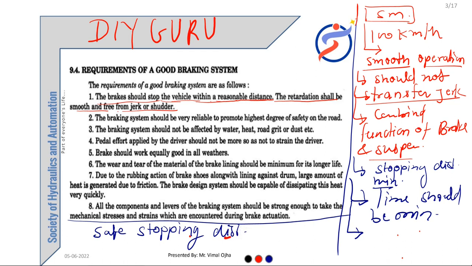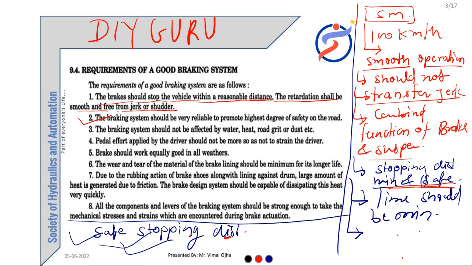That means after application of brake, there should not be any kind of unbalancing of the vehicle. This one is very much important. Okay, stopping distance minimum and safe. Again, this is an important point: minimum and safe. So we understand the second point also.